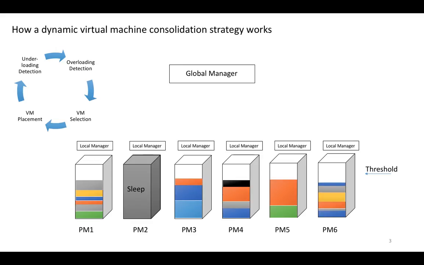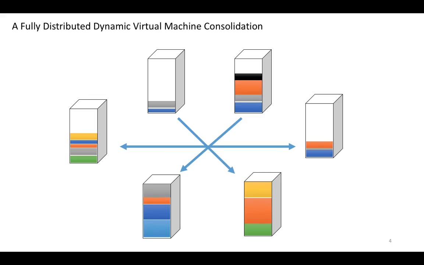The problem of this architecture is that the global manager can be a performance bottleneck if the number of physical host nodes grows dramatically in the data center. In addition, the system suffers from a single point of failure. How is it possible to have a fully distributed dynamic virtual machine consolidation without having any centralized entity as a part of our management system?